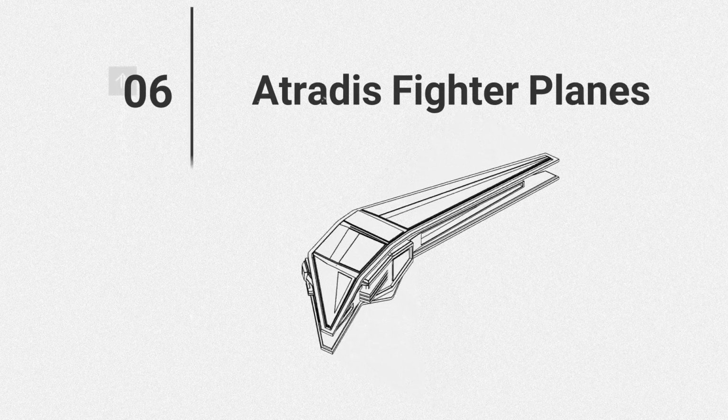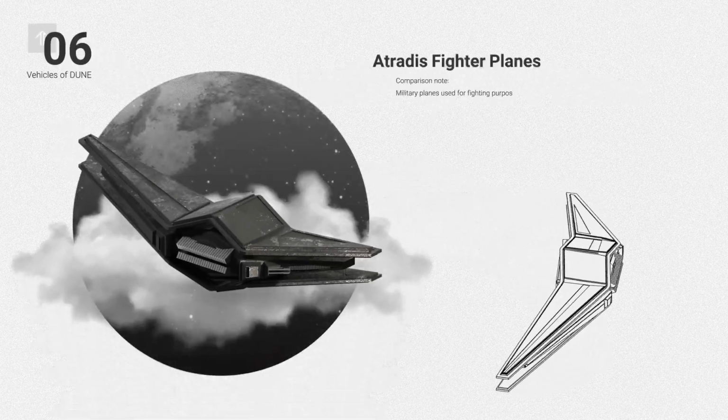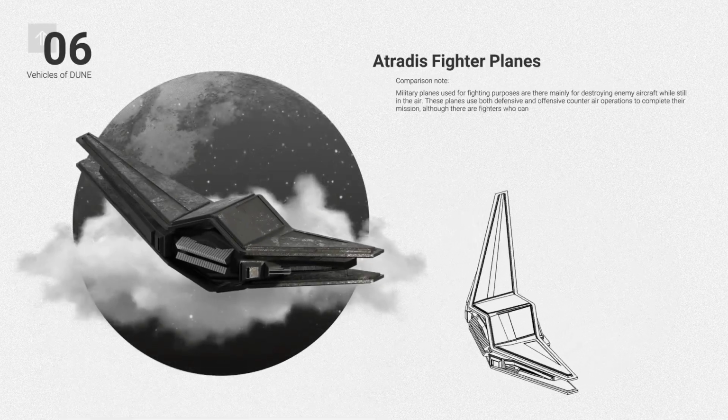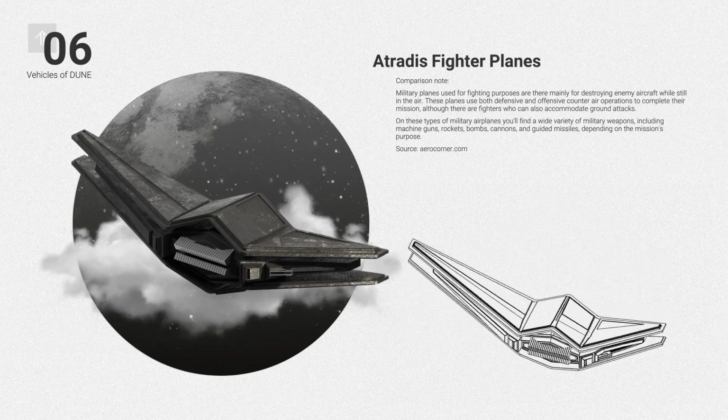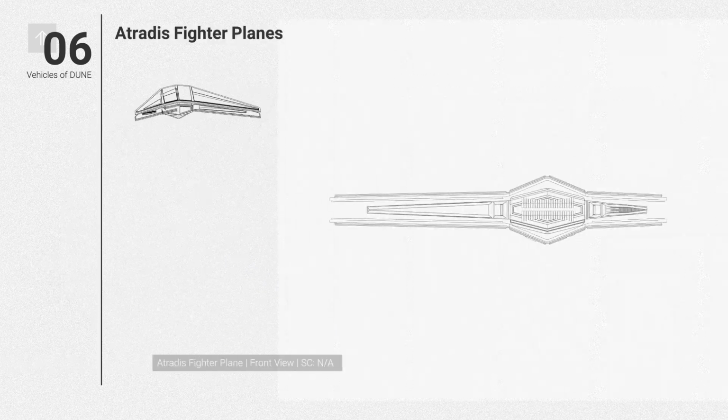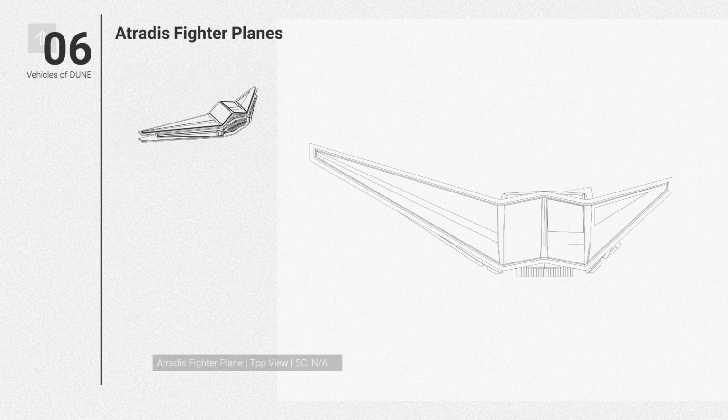6. Atreides fighter planes. These high-speed airships are the Dune equivalent of fighter jets, designed for single-pilot operation. A fleet of these fighters would be a serious threat to anyone challenging the Atreides.